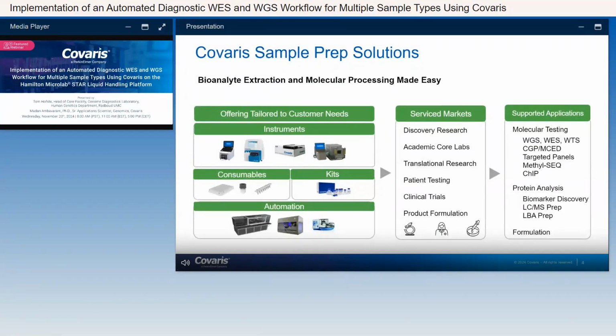Covaris sample prep solutions and problem-solving strategy. As we transition to a more solution-oriented approach, let's take a comprehensive look at our capabilities. On the left, you will see Covaris offerings specifically tailored to meet diverse customer needs across various sample throughput ranges. Our portfolio spans instruments, consumables, and automation-compatible platforms, each designed to serve a wide spectrum of laboratory requirements. In the center and the right section, as you can see, is the expansion of a range of markets and applications supported by our technology.